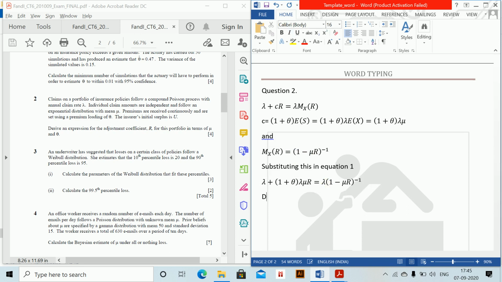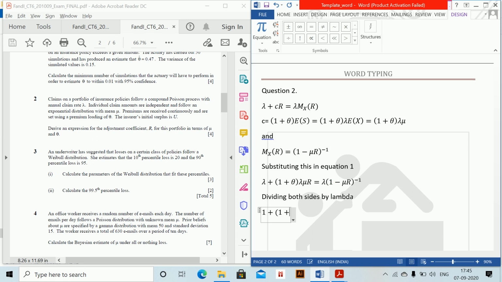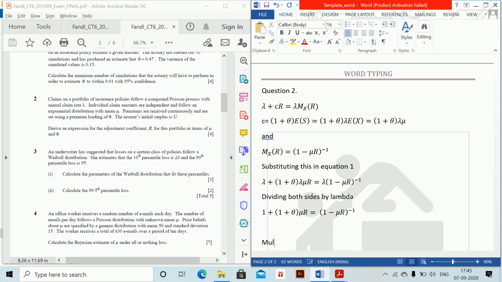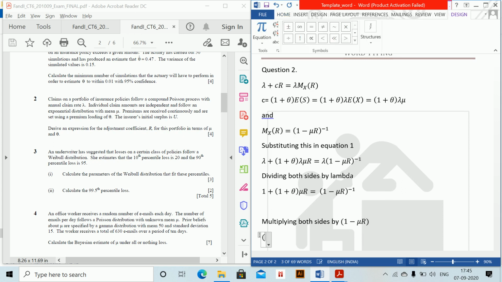Okay, dividing both sides by lambda, we have 1 + θ/μ r = (1 − μ r)^−1. Multiplying both sides by (1 − μ r), we have (1 + θ)/μ r into (1 − μ r) = 1.